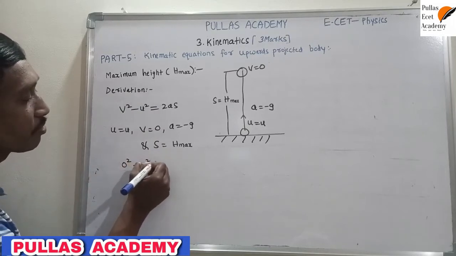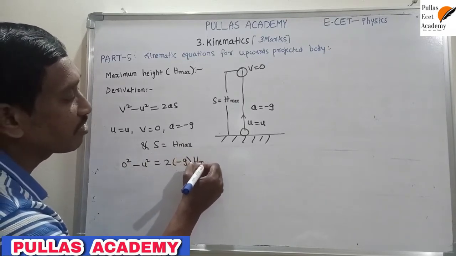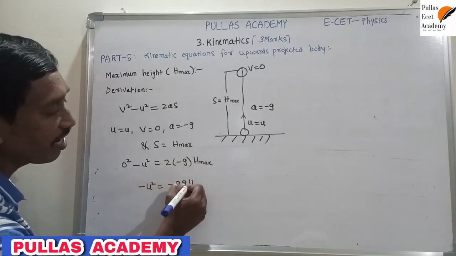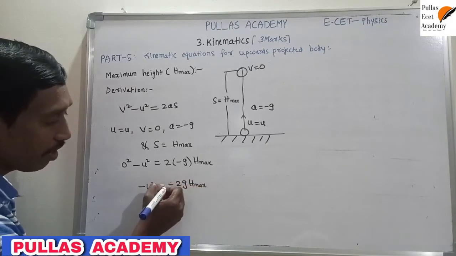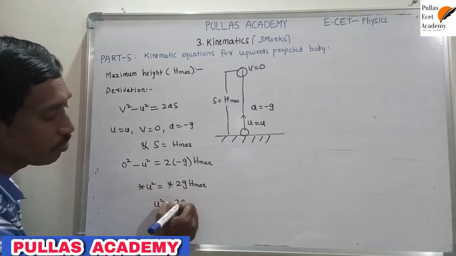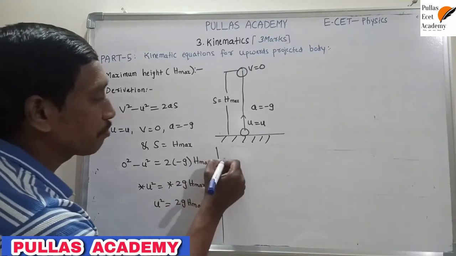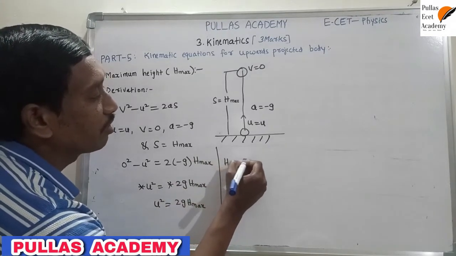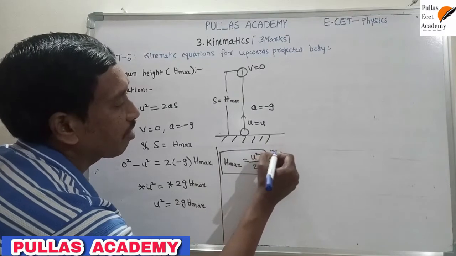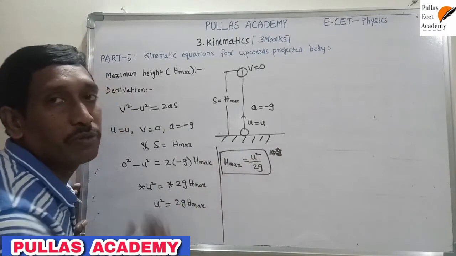0 square minus u square is equal to 2 into minus g into H max. That means minus u square is equal to minus 2g H max. This minus and this minus cancel. Remaining is u square is equal to 2g H max. But since we are asked for maximum height, write H max as the subject. What is the formula here? u square by 2g. This is a very important expression, with different questions asked from it in the previous exam. So H max is equal to u square by 2g is the formula.